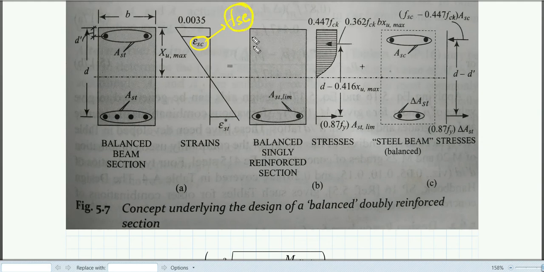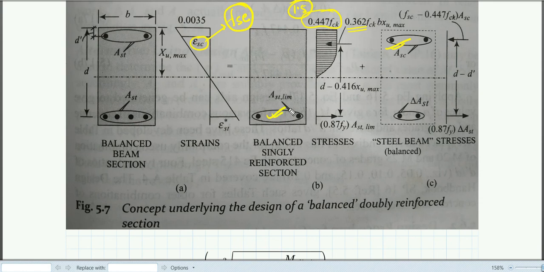Okay, now let's see the stress diagram. This is for a singly reinforced beam. You already know the stress distribution diagram. The maximum stress at the top fiber is 0.447 fck, which considers a partial safety factor of 1.5. Then the compression force is 0.362. What we are going to do is divide this particular section. First we consider only the tension reinforcement, and in the next case we consider only the compression reinforcement.